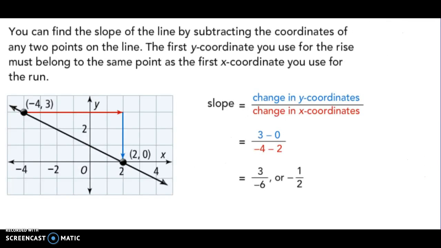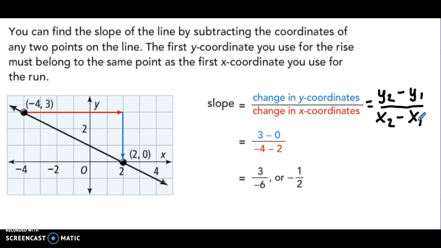You can find the slope of the line by subtracting the coordinates of any 2 points on the line. The first y-coordinate you use for the rise must belong to the same point as the first x-coordinate you use for the run. So there's a formula for this. The slope equals the change in y-coordinates, which would be your y2 minus your y1, divided by the change in your x-coordinates. So that would be your x2 minus your x1.